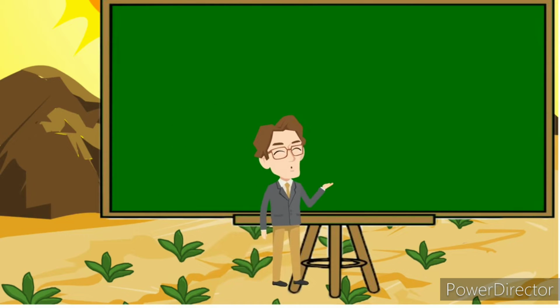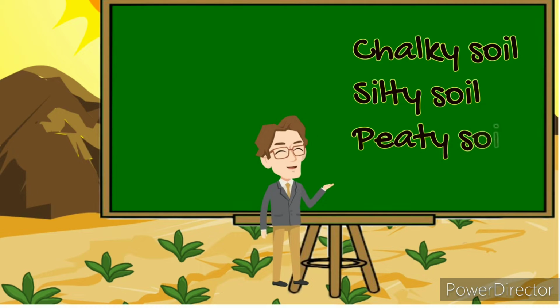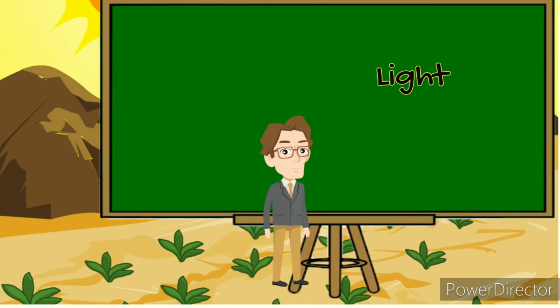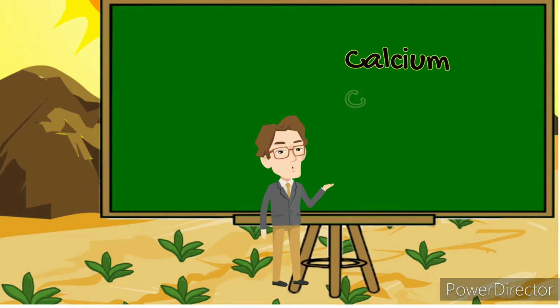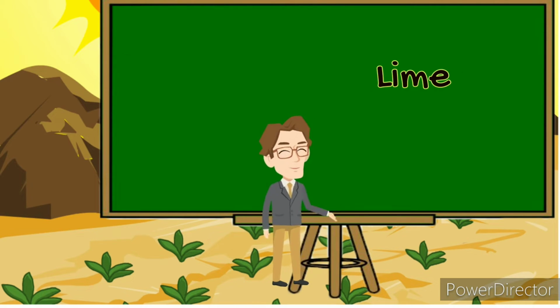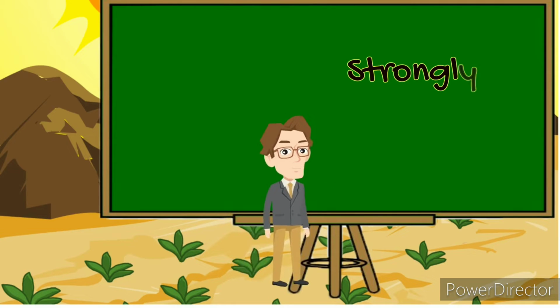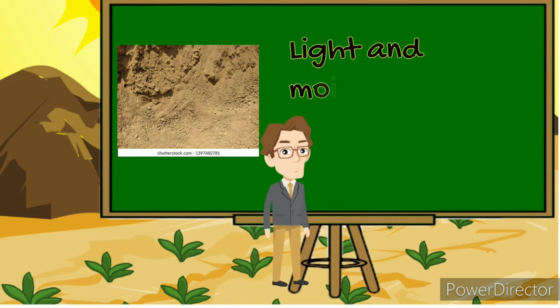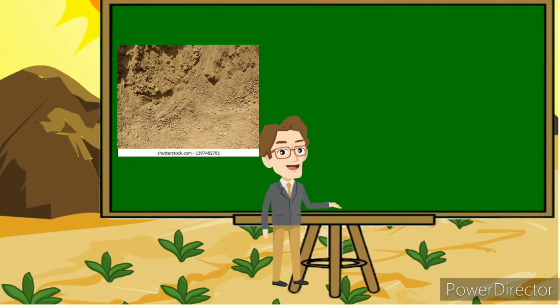We also have three other types of soil, which are chalky soil, silty soil, and peaty soil. Chalky soil might be light or heavy, but due to calcium carbonate or lime inside its structure, it is always strongly alkaline. Silt soil has a high fertility rating and is light and moisture retentive.